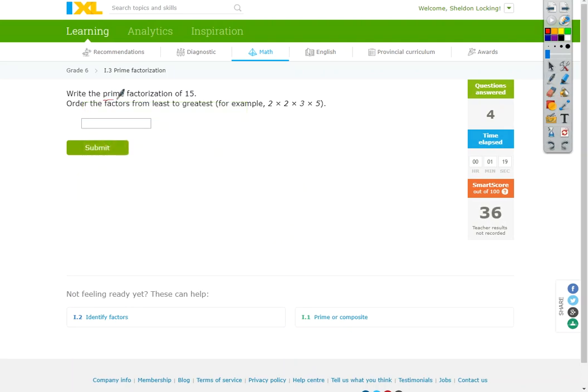Next. Write the prime factorization of 15. Order the factors from least to greatest. For example, 2 times 2 times 3 times 5. Okay, so 15 is odd. So 2 is not a factor, but 3 is, because I know that 3 times 5 is 15. If I didn't, I could do 15 divided by 3 on my calculator, and I would get 5. So 3 times 5 is 15. So the prime factorization is 3 times 5.